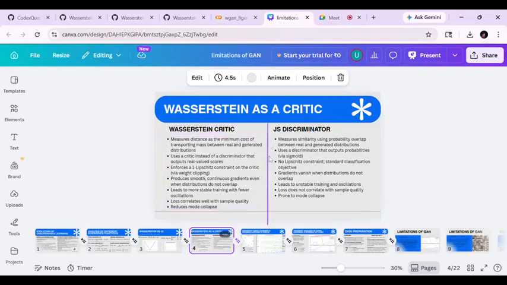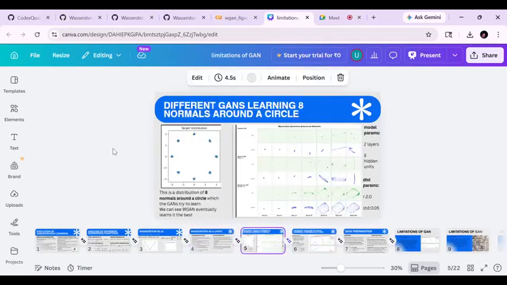This Wasserstein critic also removes the entire notion of mode collapse itself, which happens in GANs. So here we're going to experiment with a toy distribution. This is a distribution of 8 normals, each on the circumference of a circle, uniformly spread apart. What we try to do is make these GANs learn the structure in this distribution.